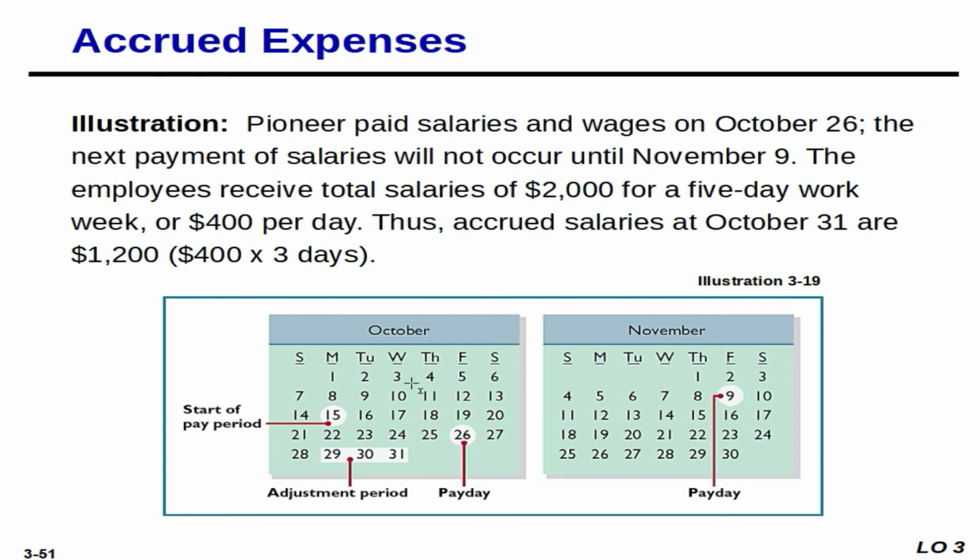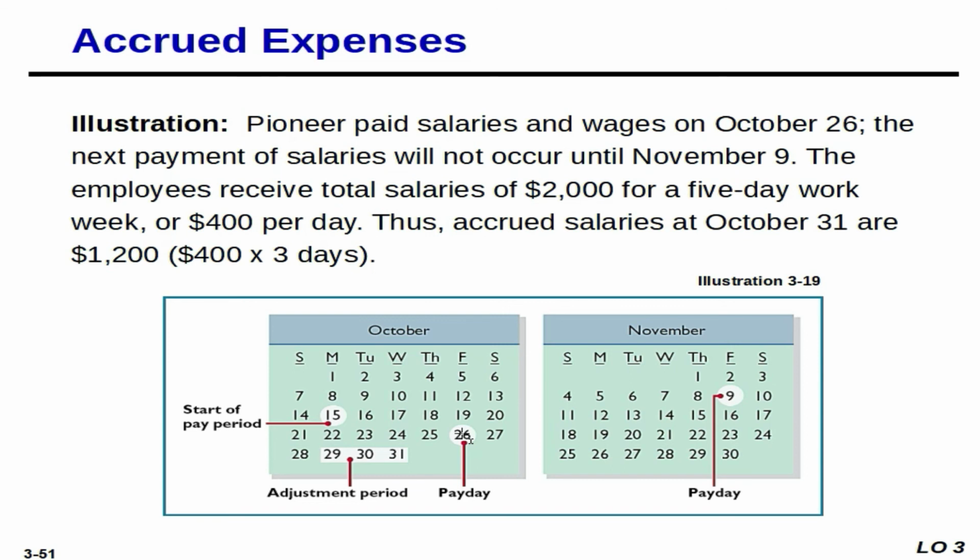Now, this is the start of the pay period. It's on the 15th. So they go about 2 weeks before they get their paycheck, 15th to the 26th. Anyways, on the 26th, they made a payment. Pioneer paid salaries on October 26th. That's when they paid it. So everybody got their check on the 26th for whatever amounts they worked.